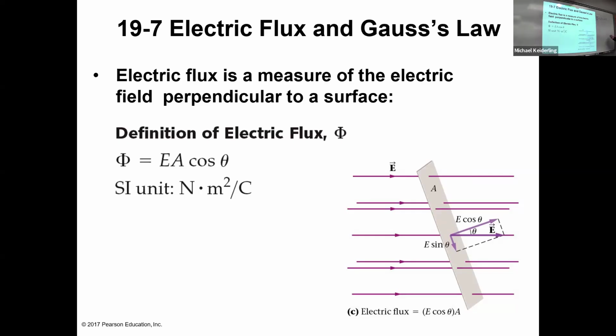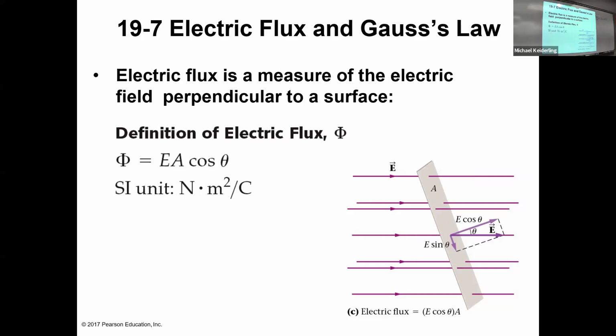And the unit is Newton meters squared per Coulomb. Newtons per Coulomb is electric field, and meters squared is the area. So basically, you're just adding up how much electric field is going through the surface, accounting for the angle of the surface. If the electric field is parallel to the surface, it's not really going through it.